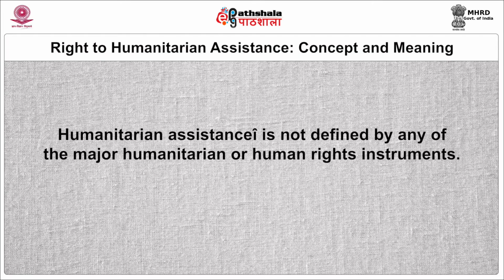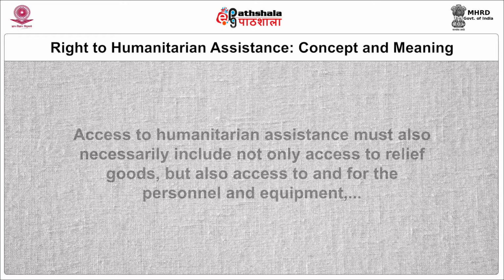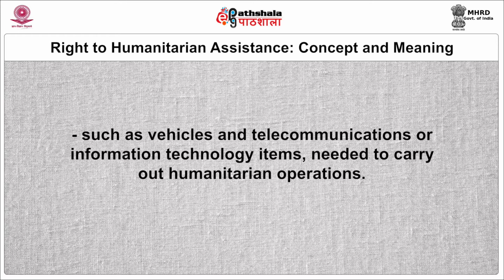Humanitarian assistance is not defined by any of the major humanitarian or human rights instruments. Generally, the term humanitarian assistance will apply to items essential to survival, such as food, water, medical supplies, clothing, and related non-food items, for example water containers, cooking utensils, soap, etc., or the means to immediately obtain any such items, for example cash assistance. It will also apply to essential services such as emergency medical care. Access to humanitarian assistance must also necessarily include not only access to relief goods, but also access to and for the personnel and equipment, such as vehicles and telecommunications or information technology items, needed to carry out humanitarian operations.